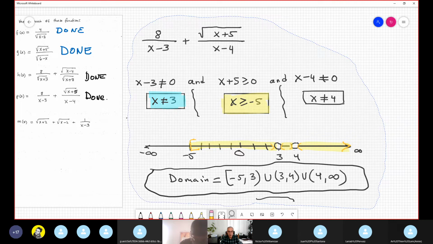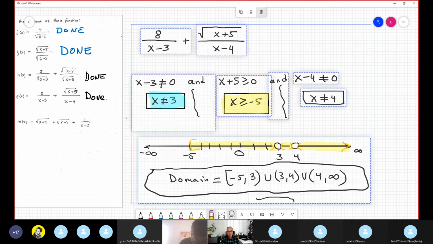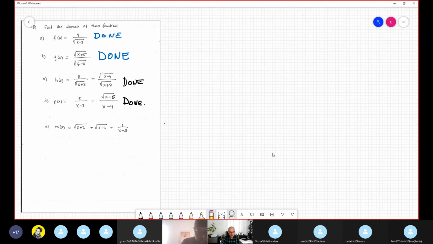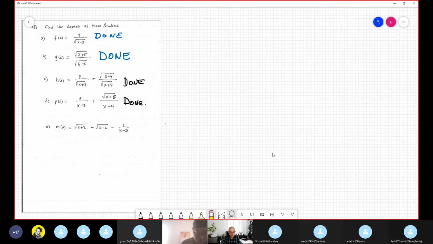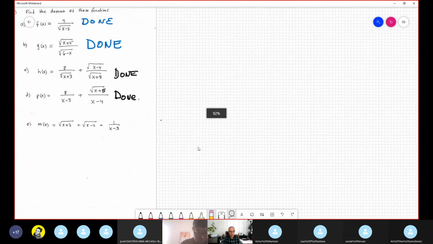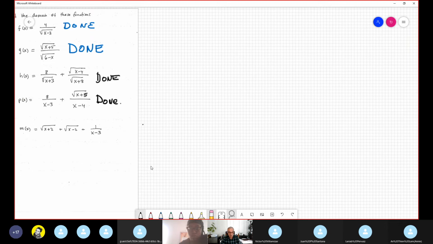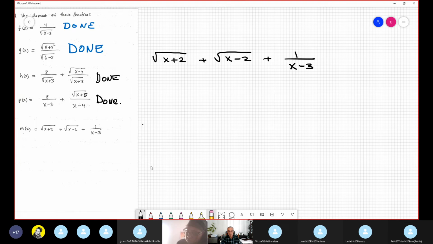Give me information about when the function is undefined. We have 3 kinds of undefined: division by 0, radical at the top, non-negative, radical at the bottom, positive, and their combination. Let's do the last one. Case: square root of x plus 2, plus square root of x minus 2, plus 1 over x minus 3.